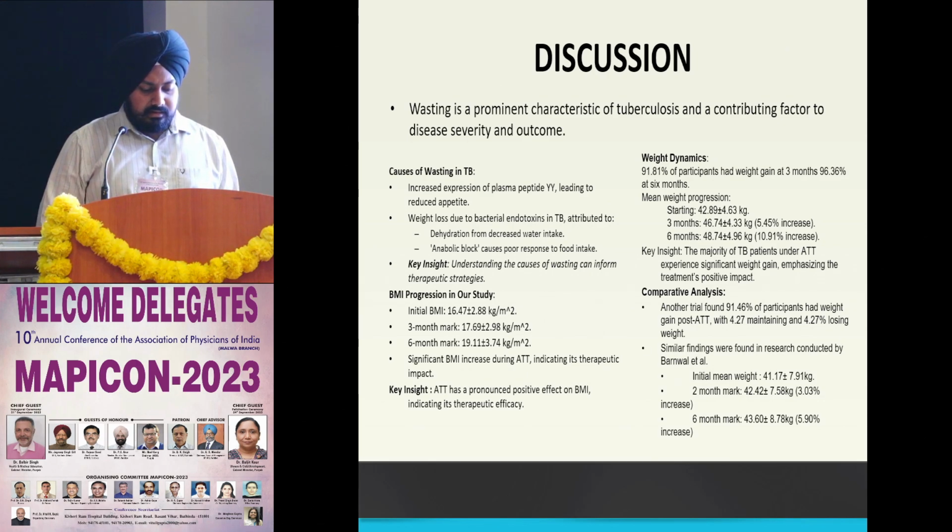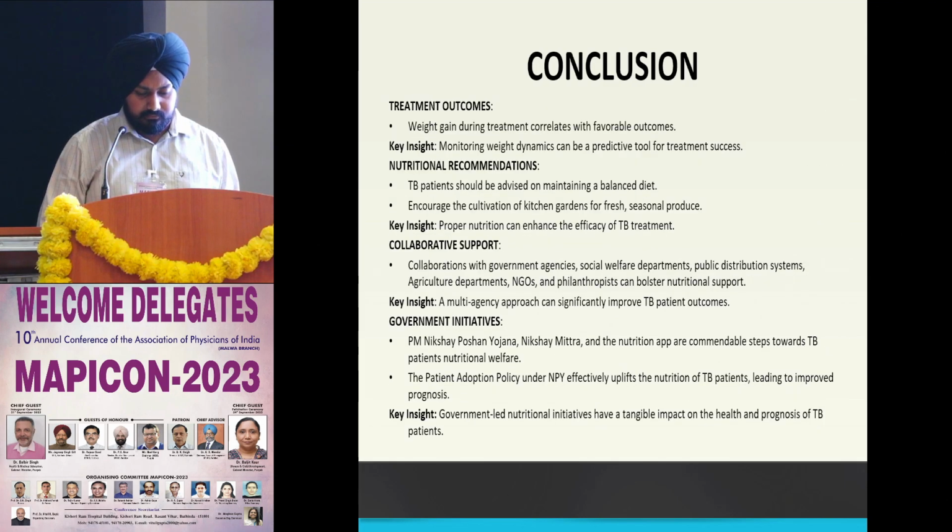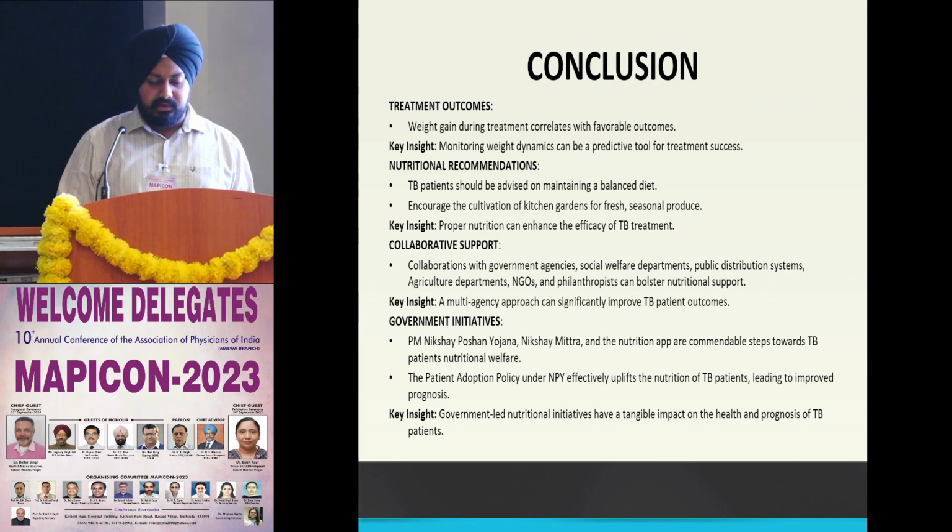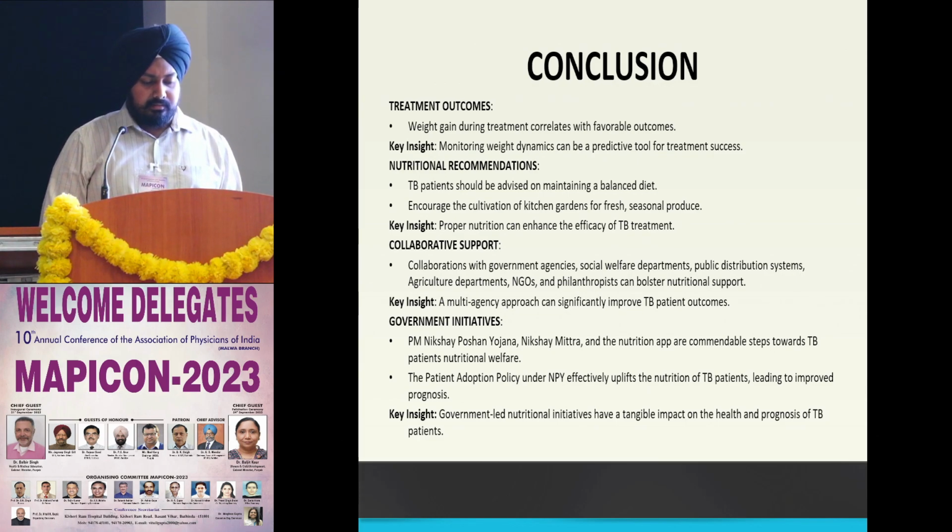ATT had a pronounced positive effect on BMI and weight, indicating its therapeutic efficacy. Weight gain during the treatment correlates with favorable outcomes. TB patients should be advised to maintain a balanced diet, encouraging the cultivation of kitchen gardens for fresh seasonal produce.